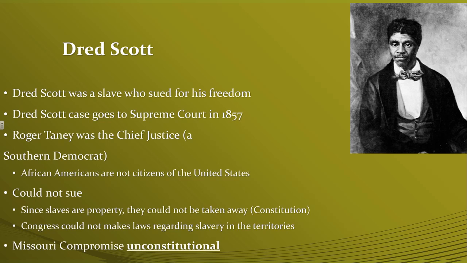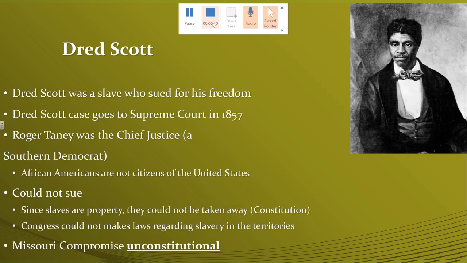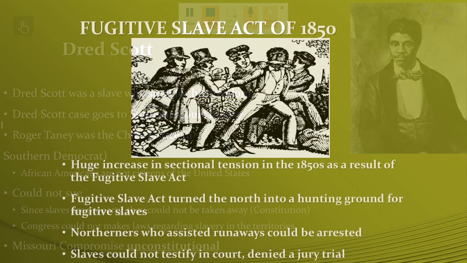Which is very dangerous for a lot of slaves. And it also said that Congress cannot make laws on slavery in territories. Wisconsin was a territory at this time. So only states have jurisdiction over slavery, not territories.